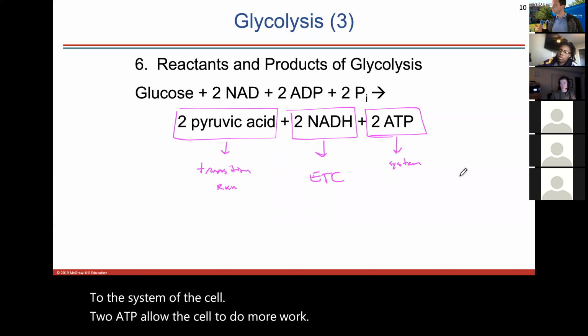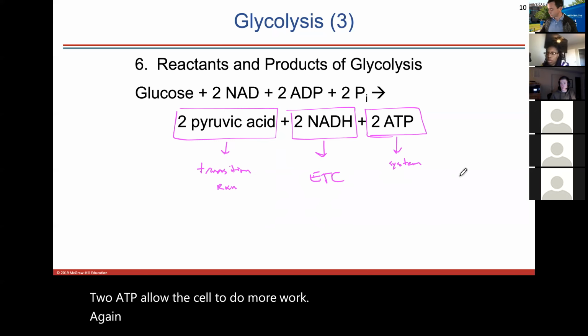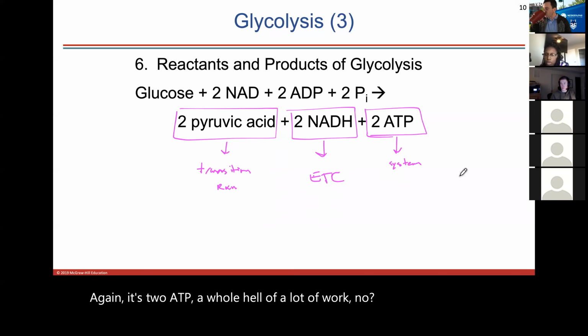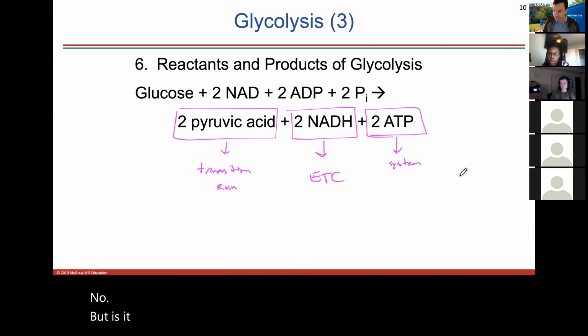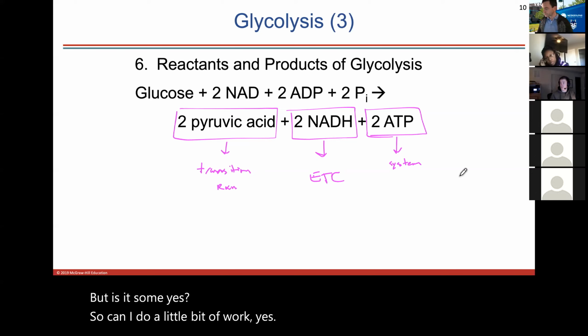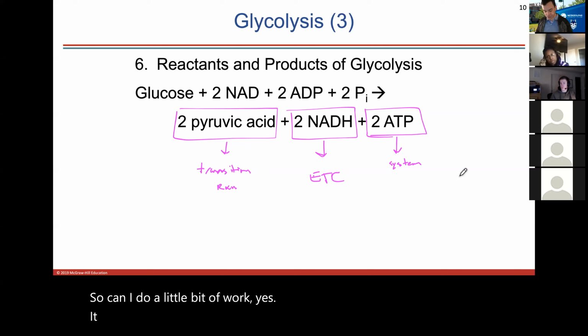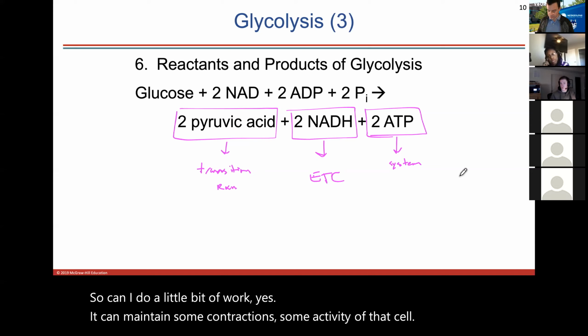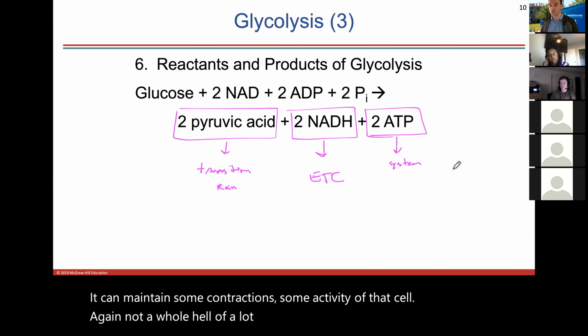Okay. Again, is 2 ATP a whole hell of a lot of work? No. Okay. No. Is it some? Yes. So can it do a little bit of work? Yes. It can maintain some contraction, some activity of that cell. Again, not a whole hell of a lot of activity, but you can still do some.